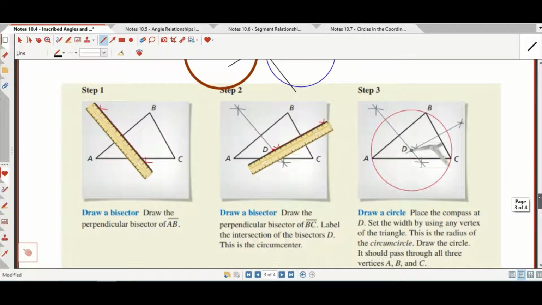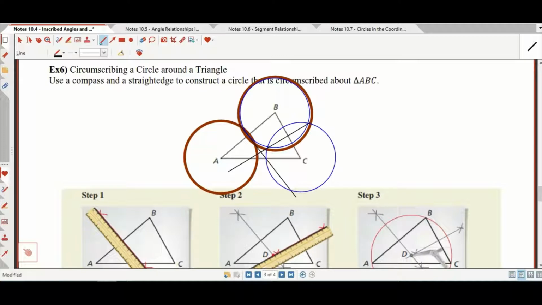Now place the compass at D, because we're going to mark the place where those two perpendicular bisectors meet. So that's going to be right here, and we're going to call that point D.